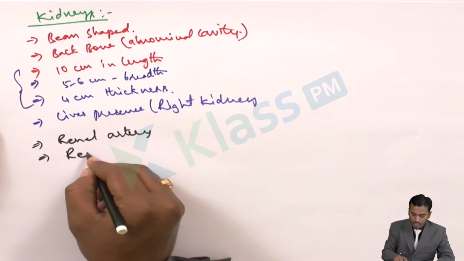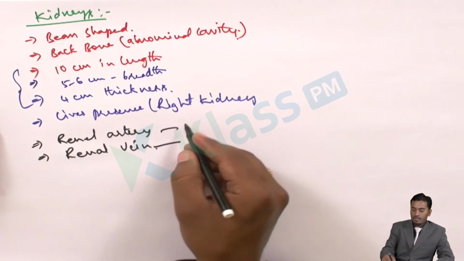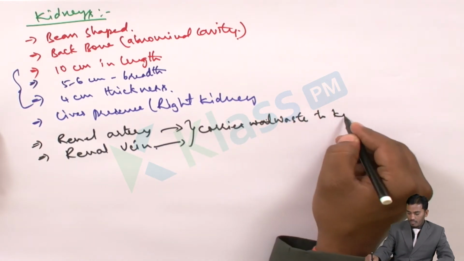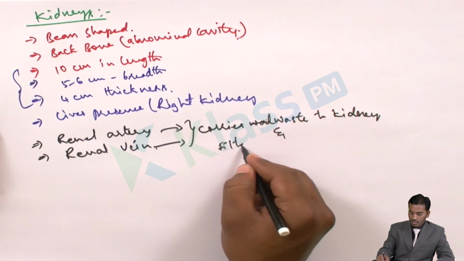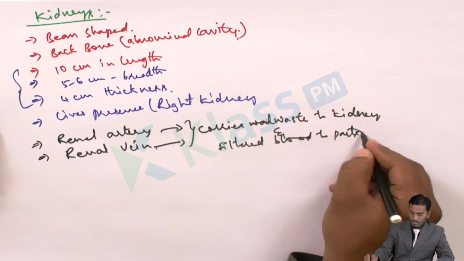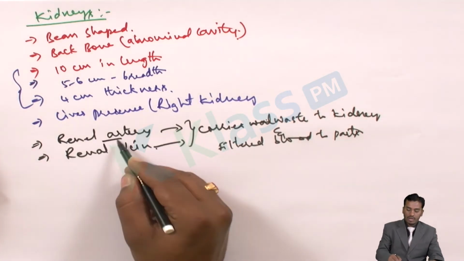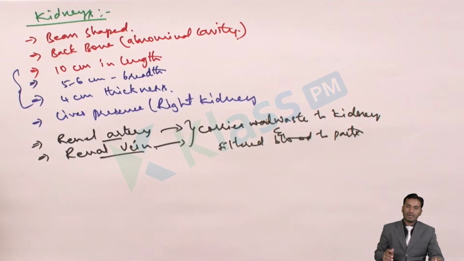and the renal vein. These two carry blood, just like the arteries and veins work in the heart. In the same way here we have a renal artery and a renal vein. One carries waste material to the kidneys, and after filtration the other carries the blood to other parts of the body. There is an opening for the renal artery as well as the renal vein.